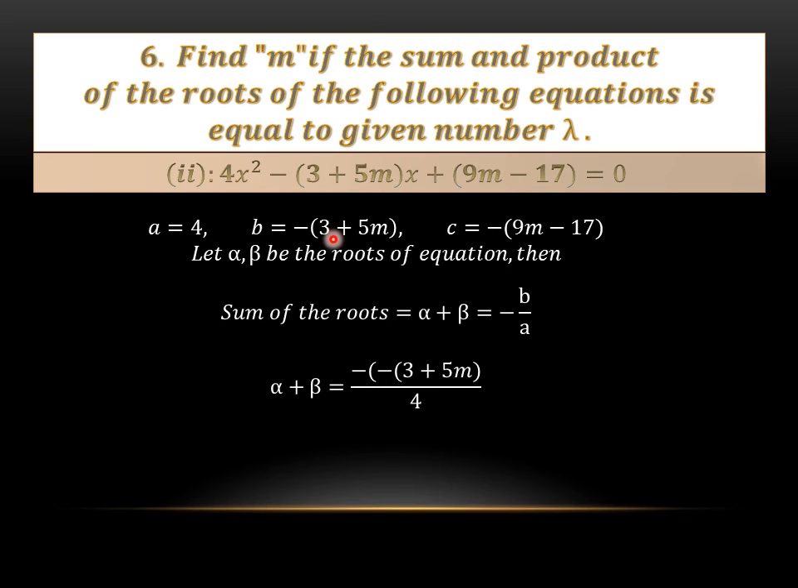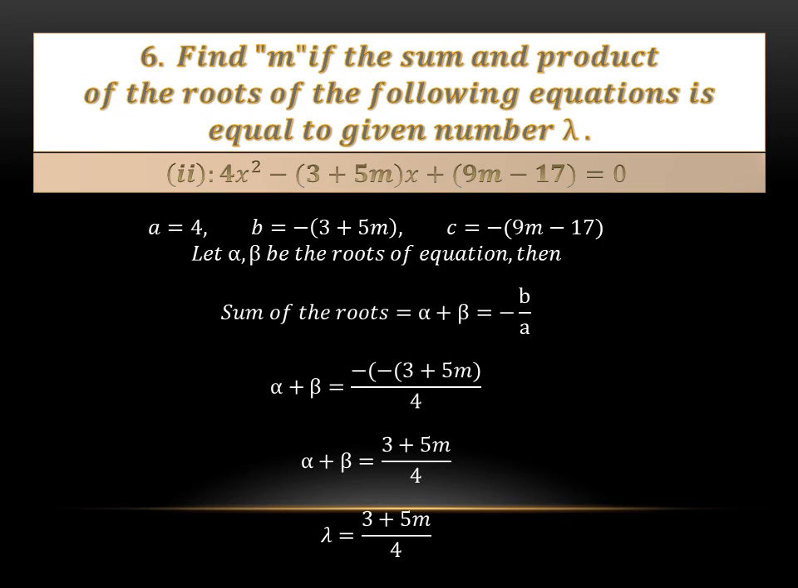And the value of b is 3 plus 5m, and the value of a is 4. Multiplying minus with minus, it would become plus. So 3 plus 5m will remain the same, and the 4 will also remain the same. So the fraction is 3 plus 5m over 4. As we know that sum and product both should be equal to lambda, replacing alpha plus beta by lambda, I will get lambda is equal to 3 plus 5m over 4. That is the first value of lambda we have.